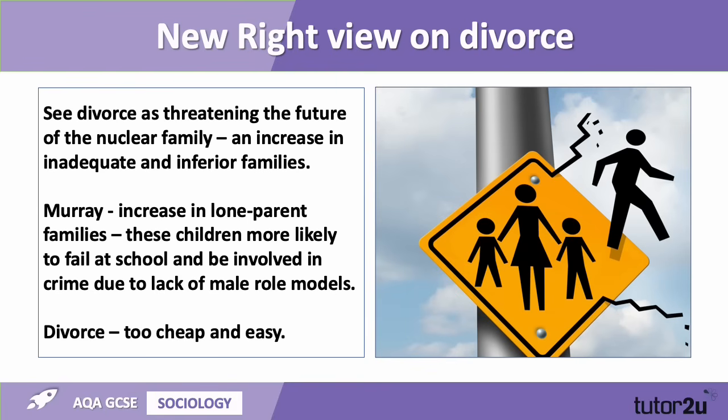The last perspective is the new right view on divorce. So the new right see divorce as threatening the future of the nuclear family and causing an increase in what they view as inadequate and inferior families, seeing the nuclear family of 2 parents and their children as the proper and best family form. New right sociologists such as Charles Murray argue that divorce leads to an increase in lone parent families and that lone parent families are the cause of most of society's problems.